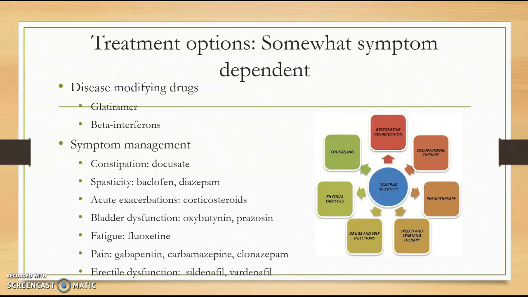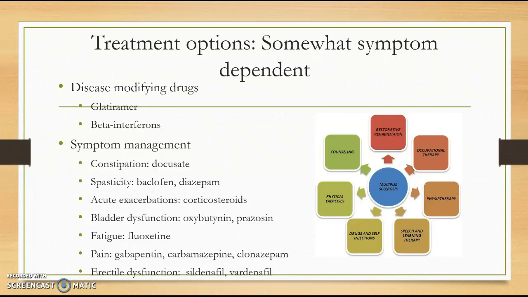Prazosin is an alpha blocker, so because it's an alpha blocker, you would expect a side effect of decreased blood pressure. For fatigue, they look at neurotransmitters, so they look at things like fluoxetine, which is an SSRI, and it's going to increase the availability.